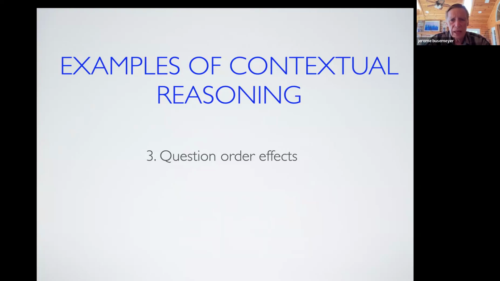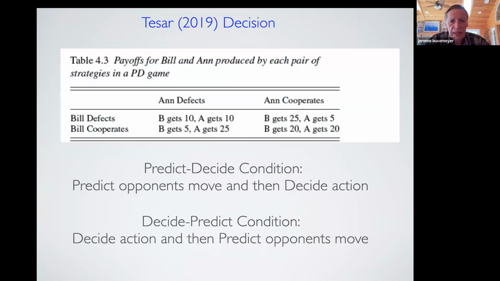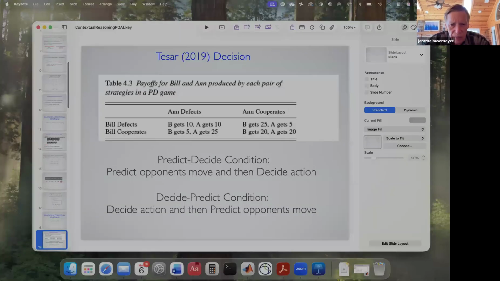Let's take a look at a third example, question order effects. Okay, this is an example of using a prisoner's dilemma game. I'm assuming people are quite familiar with the prisoner's dilemma game.